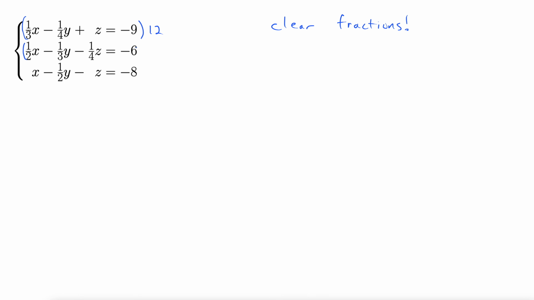Similarly, on row 2 here, what can I multiply row 2 by to get rid of all these denominators? Well, we have a 2 and a 3 and a 4. All of those go into 12. So I'll multiply by 12 again. Down here, the only denominator we have is 2, so let's just multiply both sides on that one by 2. Alright, so let's see what that gives us.